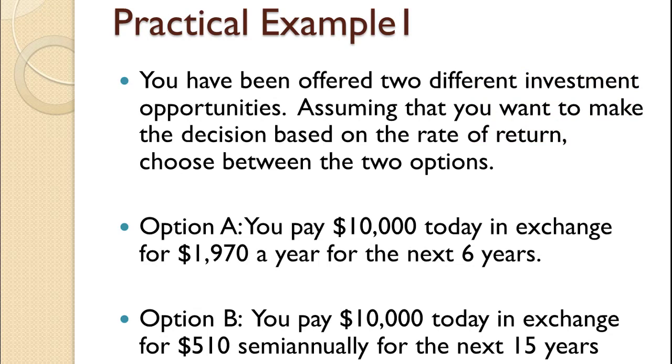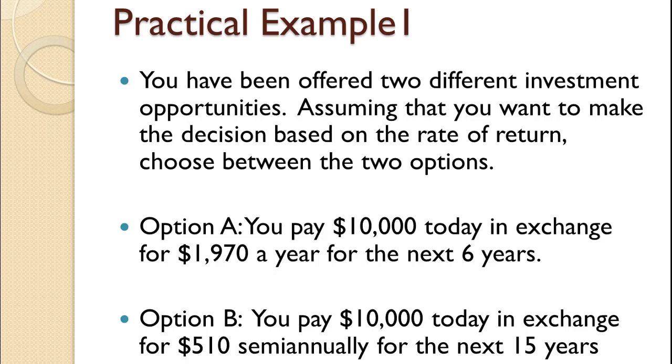So here are your two options. Option A, $10,000 today in exchange for $1,970 a year for the next 6 years. Option B, $10,000 today in exchange for $510 semi-annually for the next 15 years. So we're going to set up our equations, but before we can do that, we have to know what kind of a problem this is.